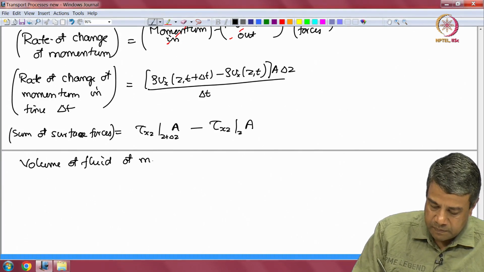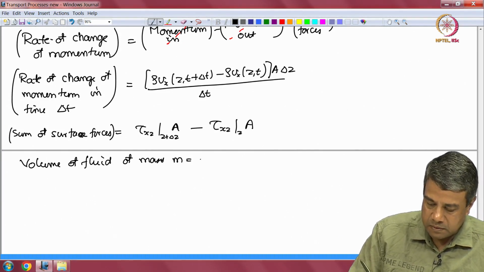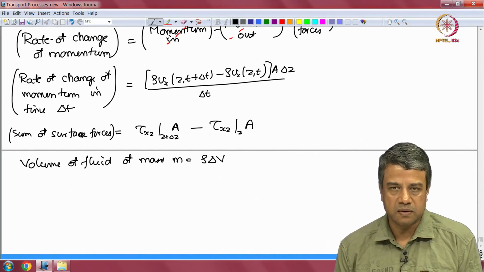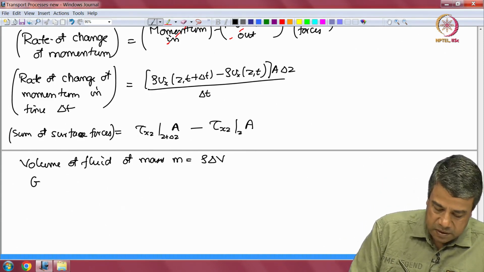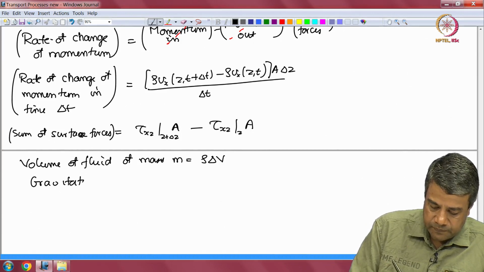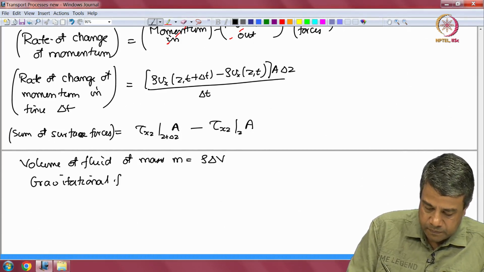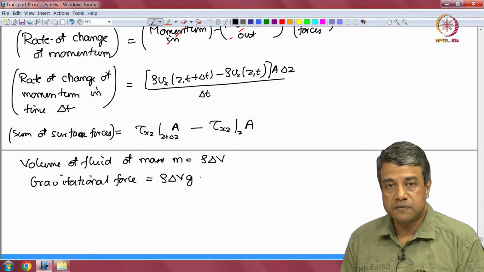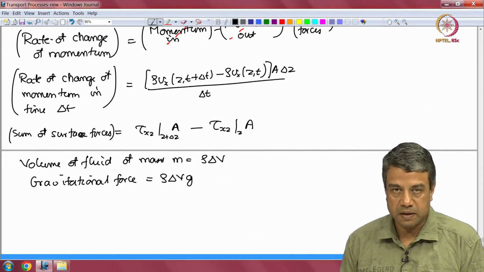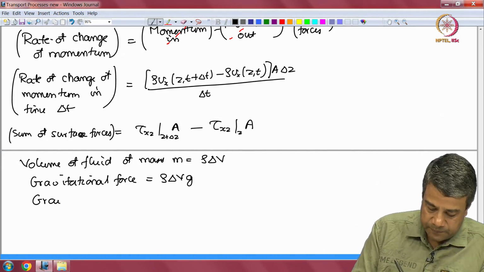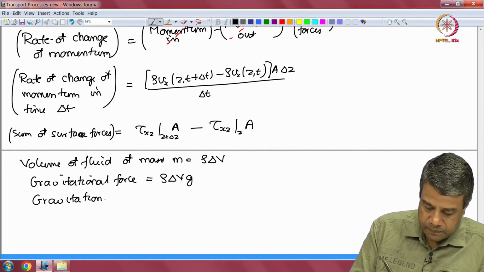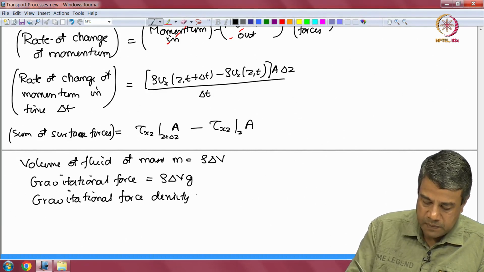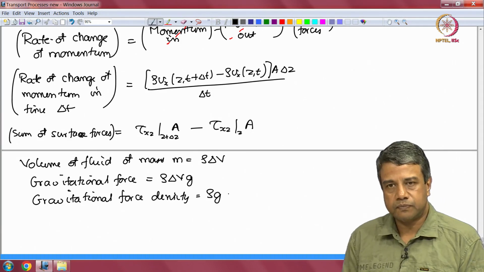of mass m equal to rho times delta v. The volume is delta v, the mass is rho times delta v, then the gravitational force is equal to rho delta v into g. This force is proportional to the volume delta v. So, the gravitational force density is equal to rho g.